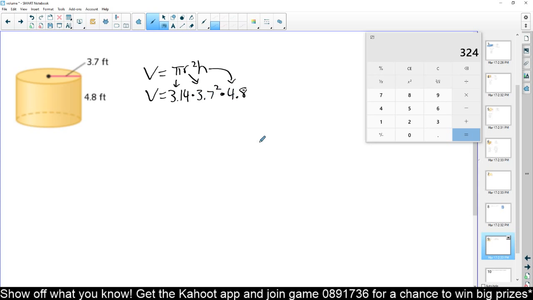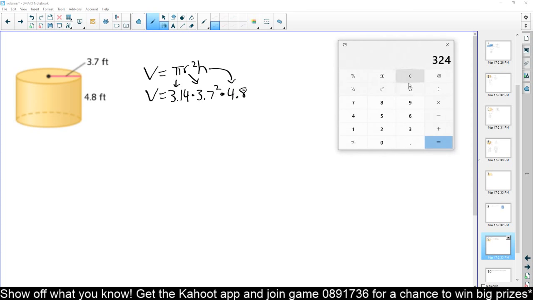And then our height is 4.8. Alright, so here's everything we need. Then it's just a matter of putting everything into the calculator. So we have 3.14 times 3.7 squared times 4.8. And we get 206.335. So we can say this is about 206.3 cubic feet. And that's the whole thing.